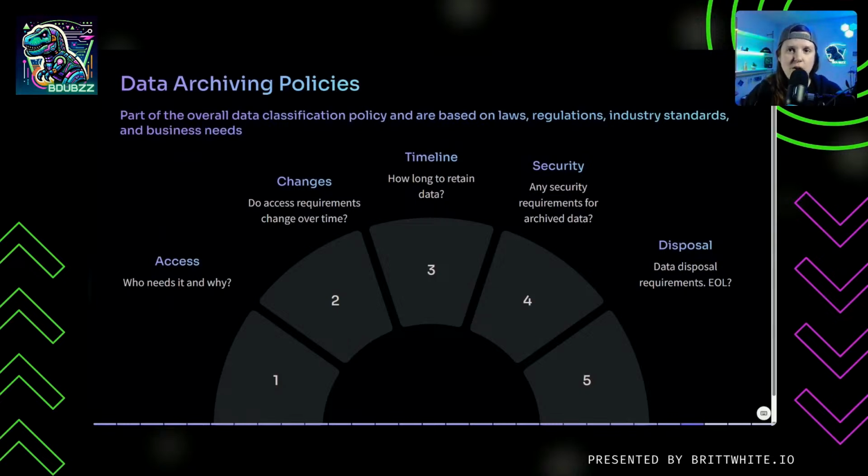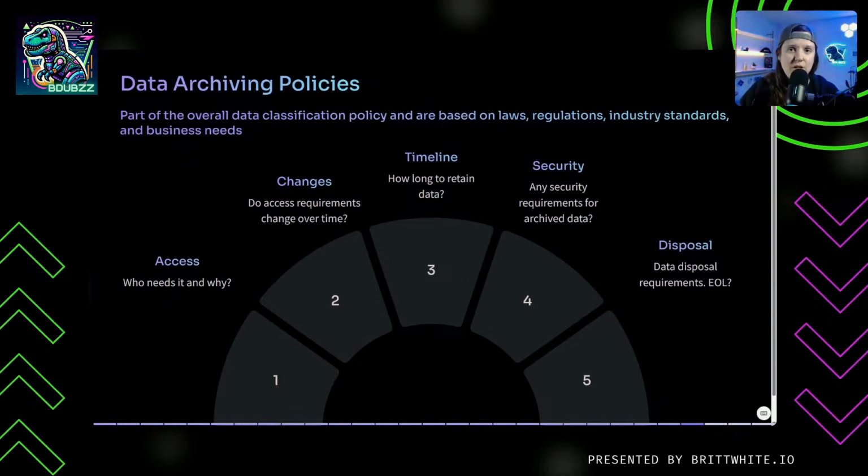When you're creating an archiving policy, there are some key questions to consider. Who needs access to the data? Is it just a small group of people, or will it be widely accessible? Do access requirements change over time? Maybe certain data needs to be highly restricted initially, but it can be made more widely available after a certain period. How long does data need to be kept?